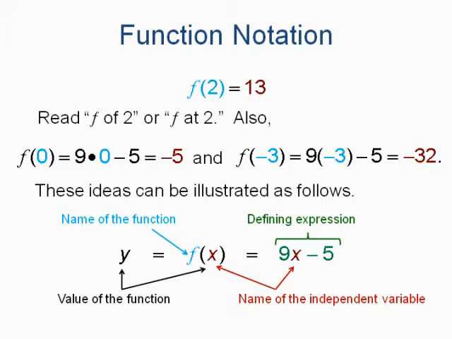All right, so let's play the evaluate functions game some more. We'll go ahead and plug some other numbers into this function, f of x equals 9x minus 5. Starting with 0 for x, f of 0 would be 9 times 0 minus 5, which equals negative 5. f of negative 3 would be 9 times negative 3 minus 5, which gives you negative 27 minus 5, or negative 32.